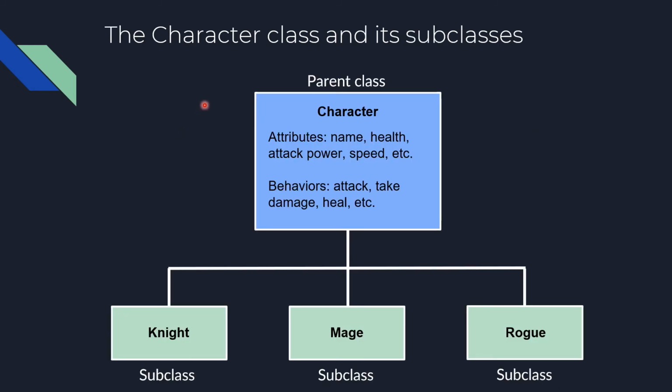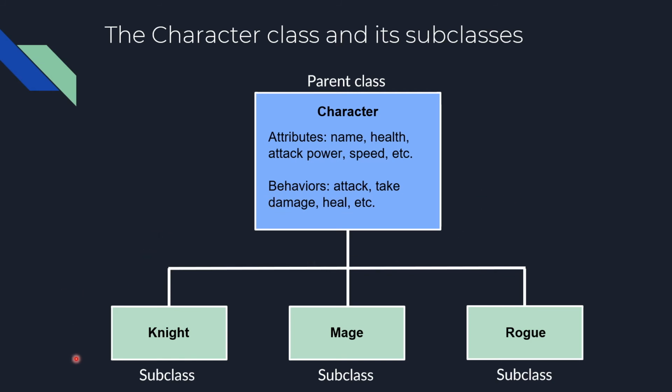So to clarify things, here's a graphical representation of our subclasses and our parent class. Remember how we talked about in the beginning we had square as a subclass of rectangle? Well, here we have three subclasses, knight, mage, and rogue, of character. And within our character class, we're going to have some attributes and behaviors. Attributes such as the name of the character, health, attack, speed, and also behaviors. So a character can attack another character, it can take damage, and it can heal.